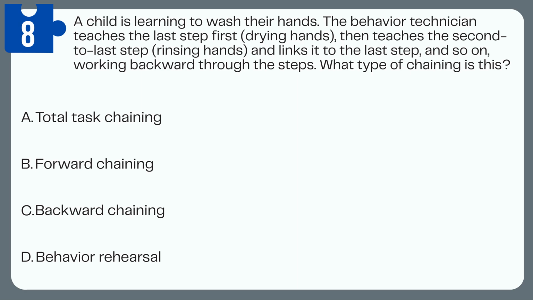Question 8. A child is learning to wash their hands. The behavior technician teaches the last step first, drying hands, then teaches the second to last step, rinsing hands, and links it to the last step, and so on, working backward through the steps. What type of chaining is this? A. Total task chaining. B. Forward chaining. C. Backward chaining. D. Behavior rehearsal.